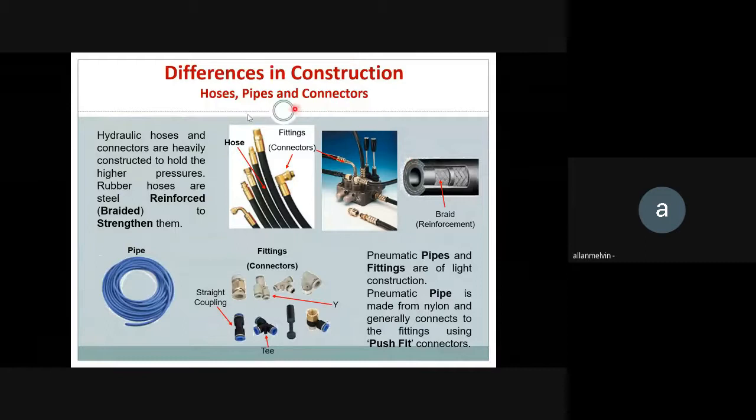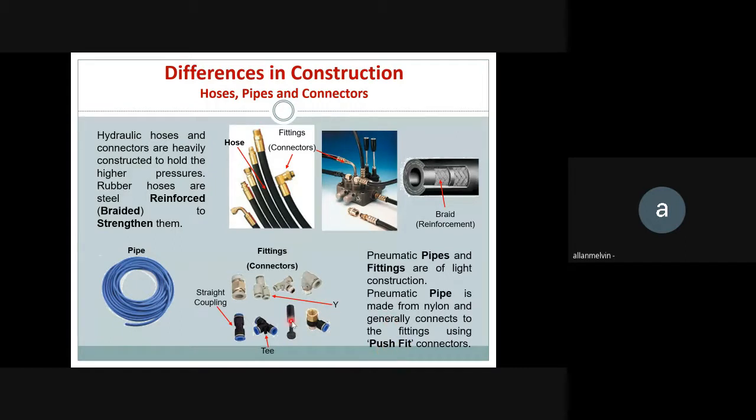So, differences in construction. Hydraulic systems use hose, not pipe, while pneumatic systems use nylon pipe. It looks like this, nylon pipe. Even the fittings are different. These are all for pneumatic. They are what we call push fit. With the blue push fit, you press it in and insert the nylon pipe, and it will not come out when you let go. If you want to release the nylon pipe, you need to push this blue button and then you can take it out. That is what we call push fit.